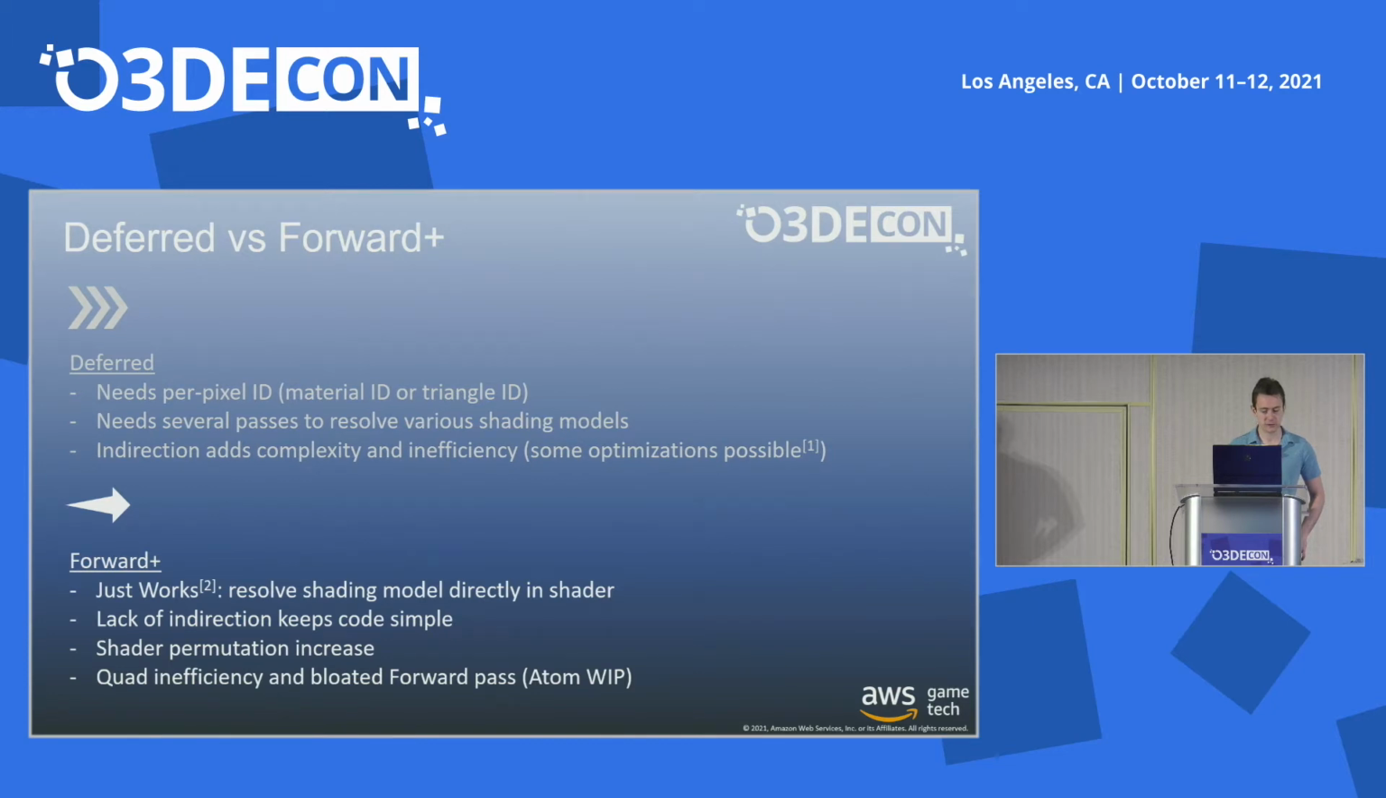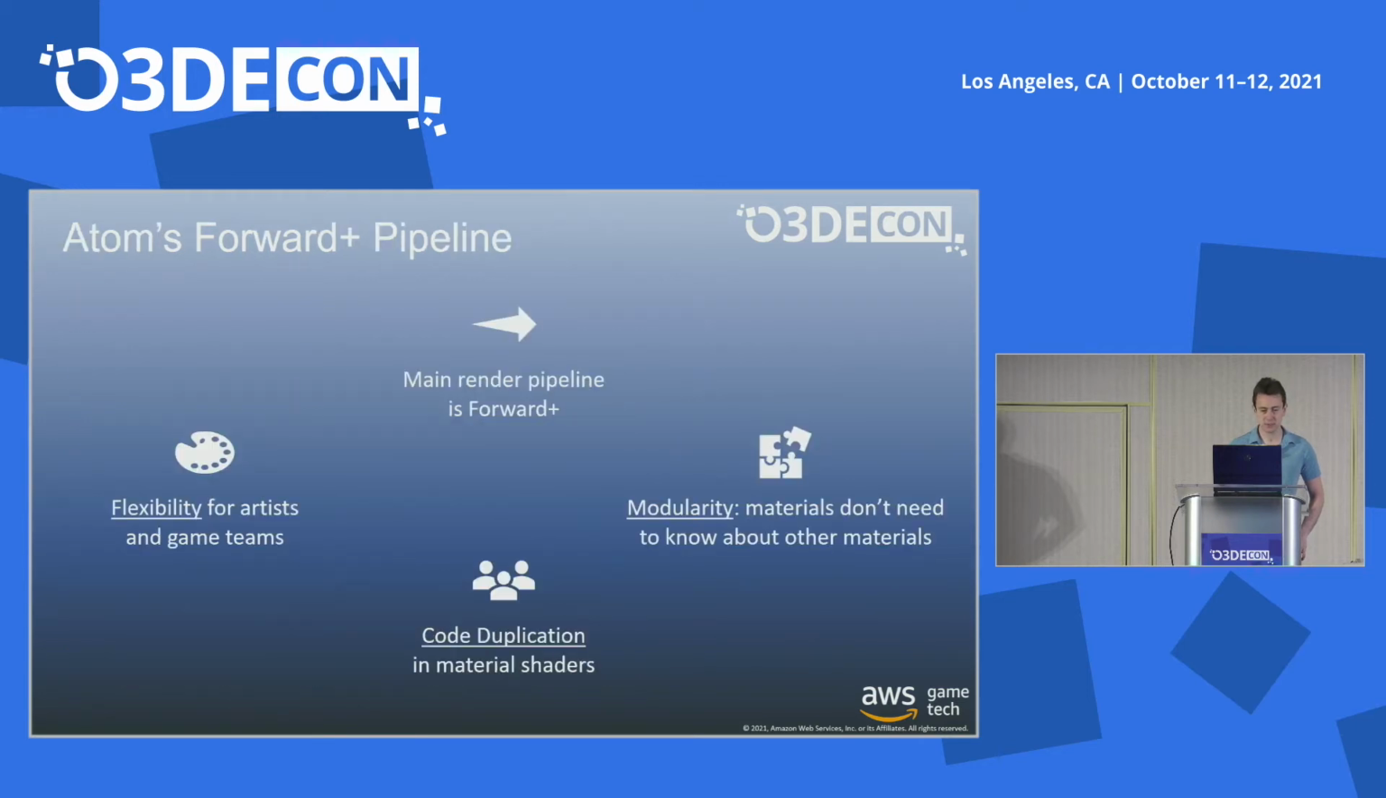If you're a forward renderer, you don't need to worry about this ID indirection. Shaders just work. You resolve the shading model directly in your forward shader. This lack of indirection keeps the code simple. Unfortunately, it does result in shader permutation increase, and the quad inefficiency and bloated forepass are also performance issues. We're currently working on resolving these in Atom.